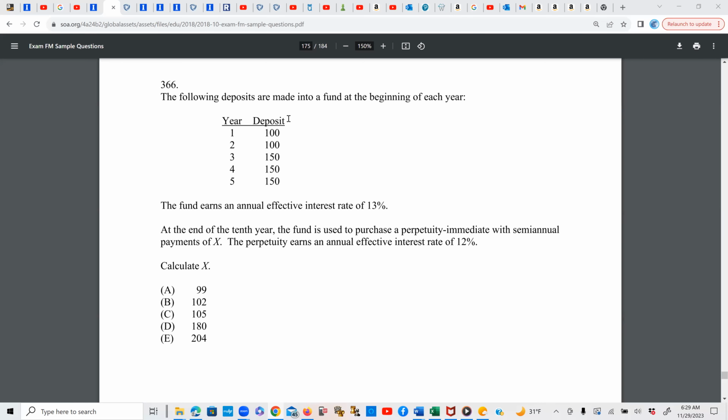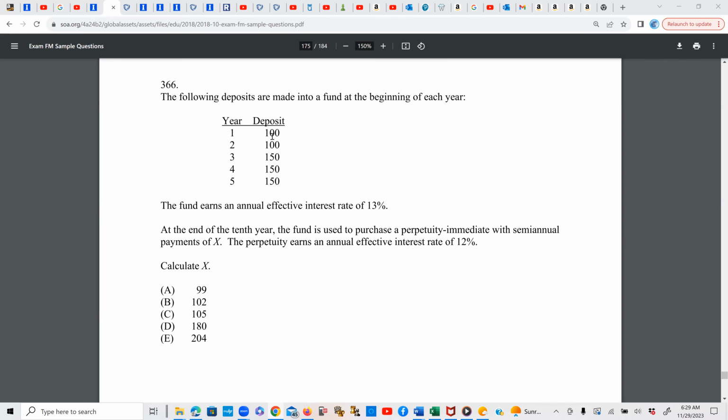Following deposits are made in a fund at the beginning of each year. The fund earns an annual effective 13%. At the end of the 10th year, the fund is used to purchase a perpetuity immediate with semi-annual payments. The perpetuity earns an annual effective 12%. Calculate X.